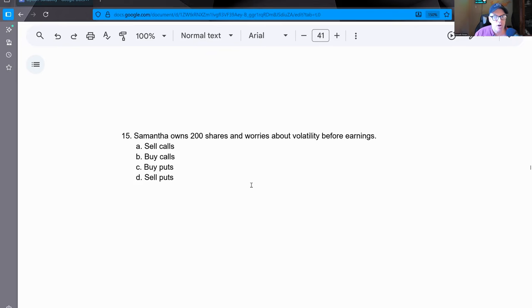Samantha owns 200 shares and is worried about volatility before earnings. So remember, we're not looking for income. We're looking for protection on the downside, so we're going to buy puts. I love it.